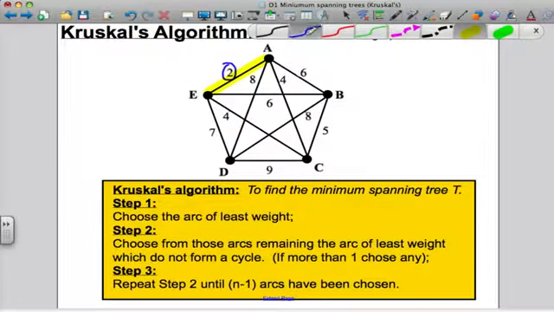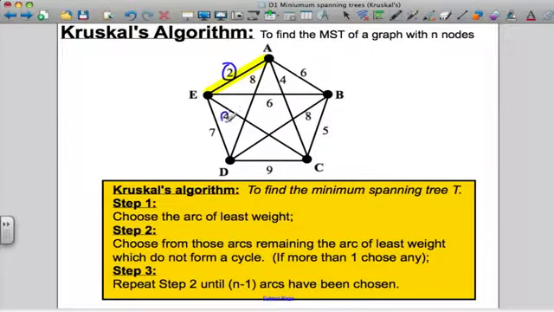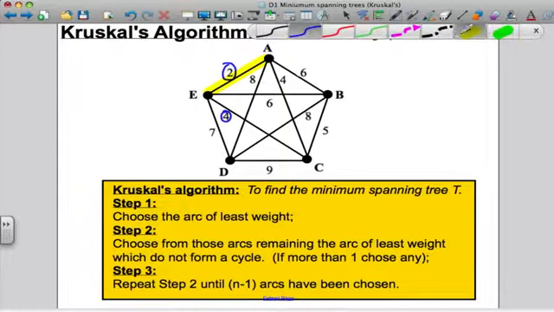Okay, what have I got left? Let's have a look. Well, I've got 7, 4, 8, 4, 6, 6, 8, 9 and 5. The smallest one is clearly one of the 4s, so I'm going to pick any one of them. Let me just pick that one there. I'll pick that 4.